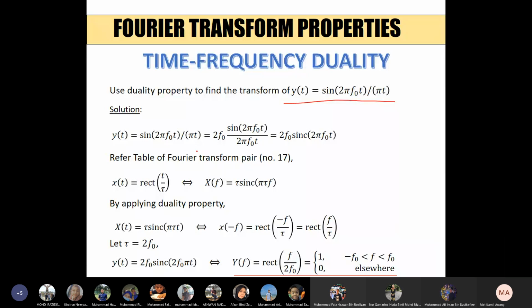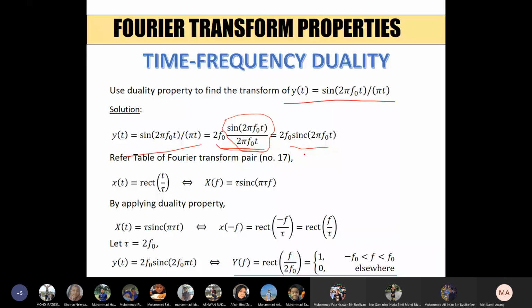Okay, this y of t equal to this can actually be rewritten as 2 f naught times sin 2 pi f naught t over 2 pi f naught t. Why do we write this? Because this is actually a sinc function. So you can write it as 2 f naught sinc 2 pi f naught t.